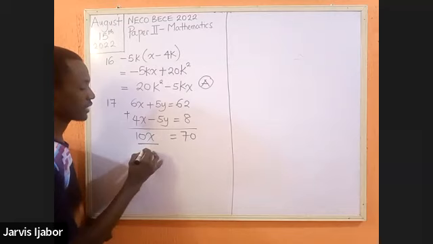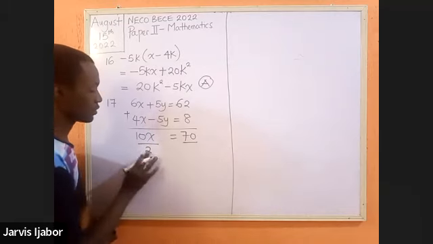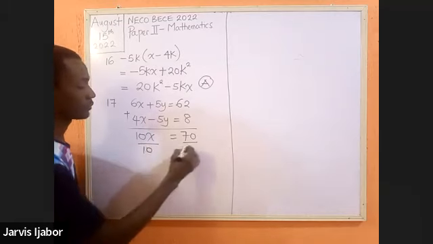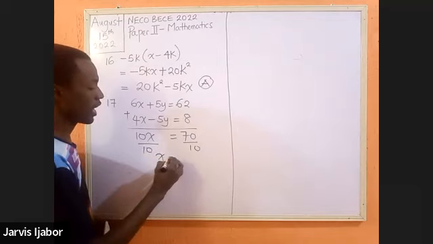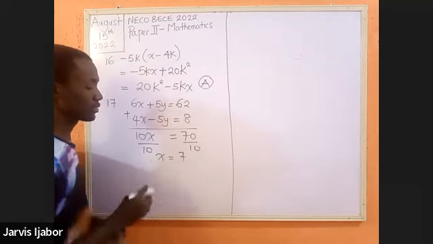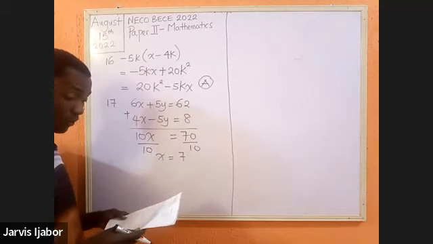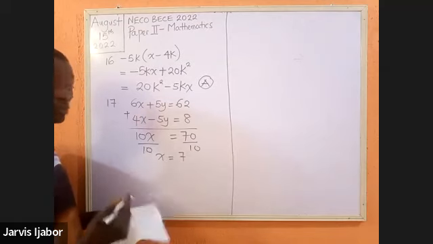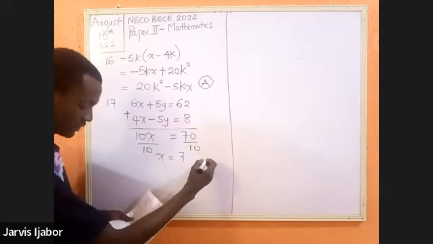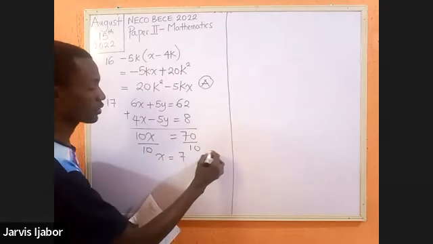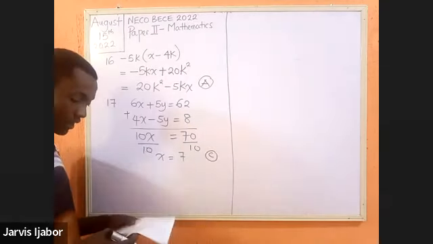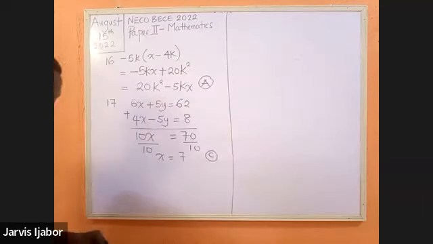What do I do next? I divide both sides by what? Sorry, by 10. And obviously, I'm going to have x equal to 7. So if I check my option, I've just gotten x. Okay, I was told to look for x. So x will be 7. And that option obviously is what? C. And that takes care of question 17.